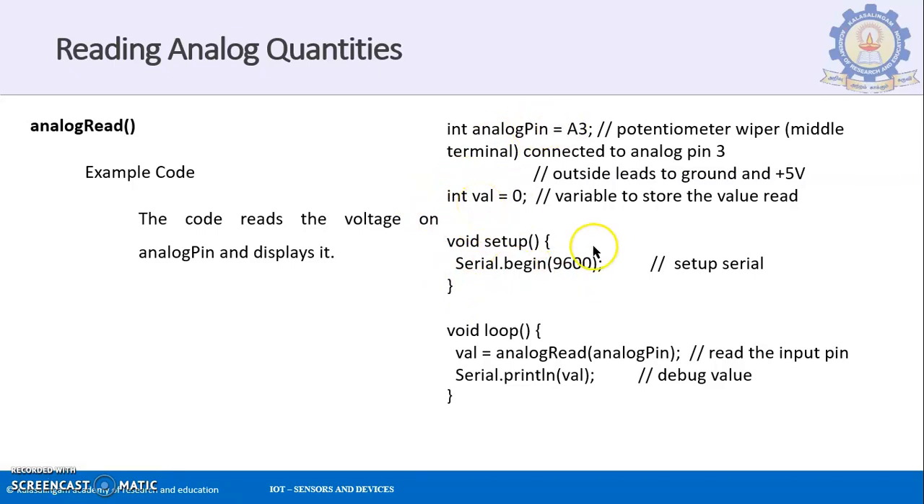So what am I going to do? From the analog pin, I'm going to read the value and put it in the value variable over here. I'm going to analog read the value of analog pin, that is pin number A3, and I'm going to store it in the variable value. That is what I'm doing in this program. Later, what am I going to do? I'm going to print it on the serial monitor. So I'm going to use the syntax Serial.print value. To print that particular value, I'll be using the syntax Serial.print over here.